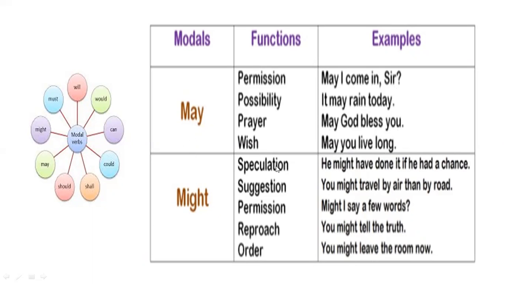For might the functions are speculation, suggestion, permission, reproach, order. For example, he might have done it if he had a chance. You might travel by air rather than by road. It is a suggestion. Then permission: Might I say a few words? You might tell the truth. That is reproach. Order: You might leave the room now.